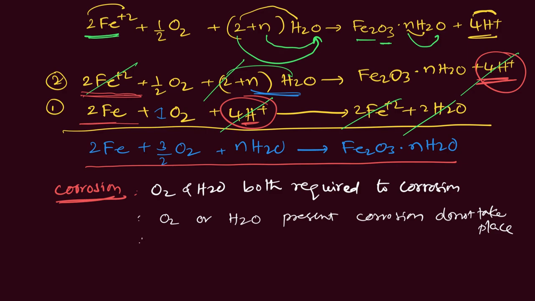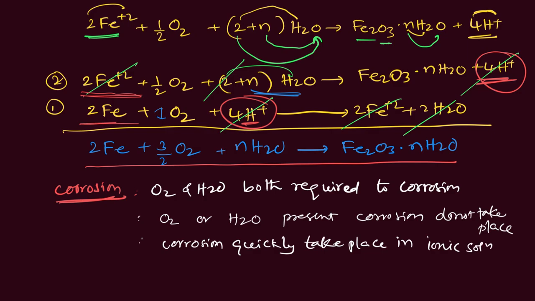Next, corrosion quickly takes place in ionic solution, that is called salt solution, because corrosion quickly takes place in ionic solution because of the reason the conductance will increase. Next one, corrosion quickly takes place in low pH medium. Low pH meaning a high H plus ion concentration. When H plus ion concentration increases, corrosion already increased, that's shown in the reaction.